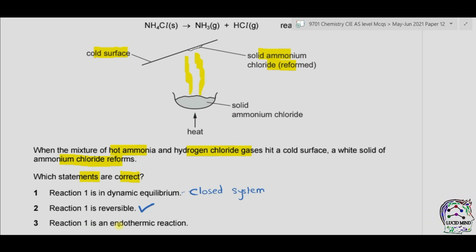Number 3, reaction 1 is an endothermic reaction. As we are providing heat in reaction 1 and ammonium chloride is converting into these products, so therefore expenditure of heat means that the reaction is endothermic in nature, as it absorbs heat in order to decompose. As options 2 and 3 are correct, answer is therefore C.